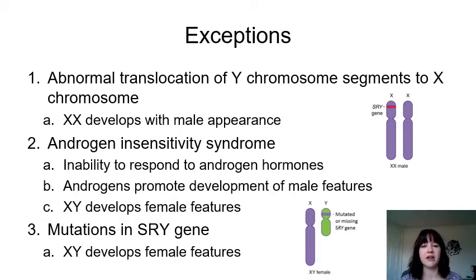I just want to take a minute here while we're talking about sex determination and mention that there are some exceptions to this. First of all, you can have a situation in which the SRY gene somehow gets onto the X chromosome. This is called translocation, where a piece of one chromosome gets put onto another chromosome where it doesn't belong. In this case, you would have a person who has two X chromosomes, but the SRY gene is present, somehow put on the X chromosome. Since that gene is present, that individual will develop with male appearance.